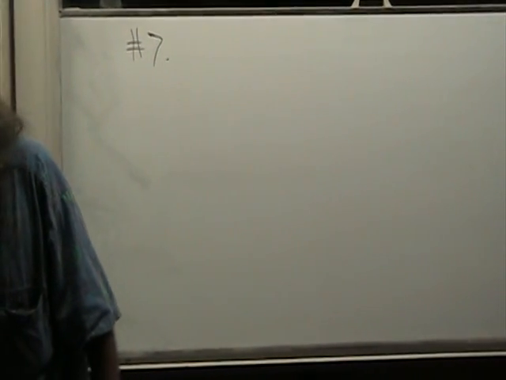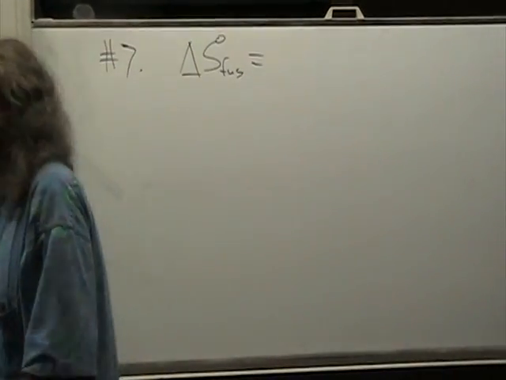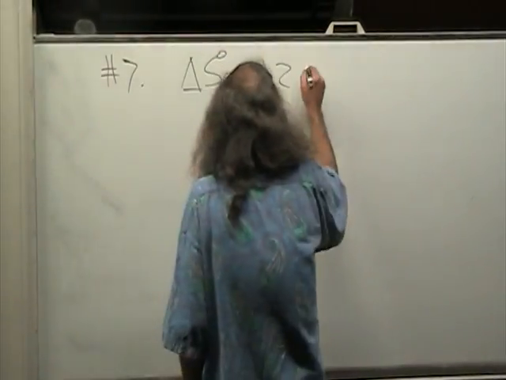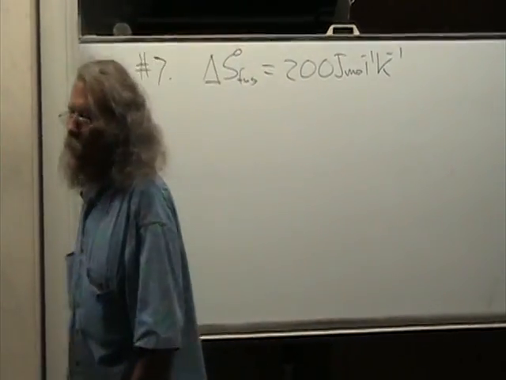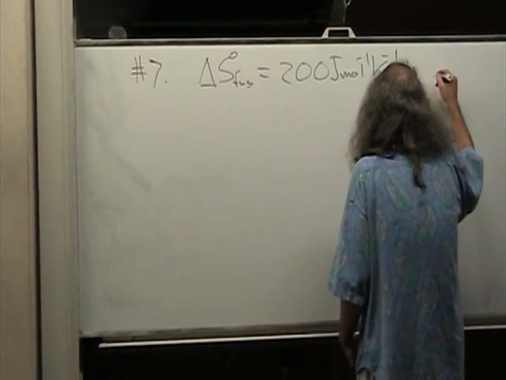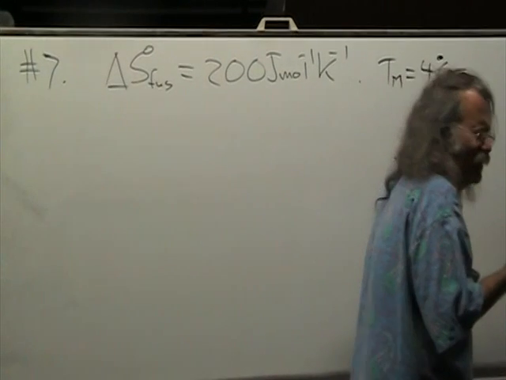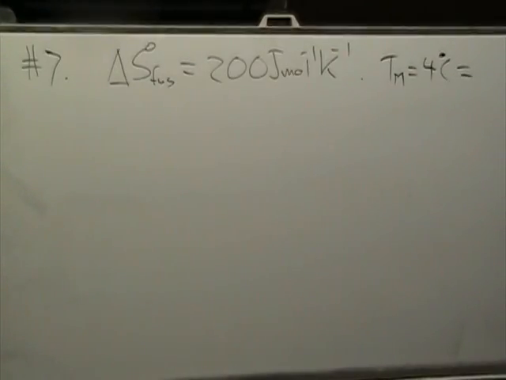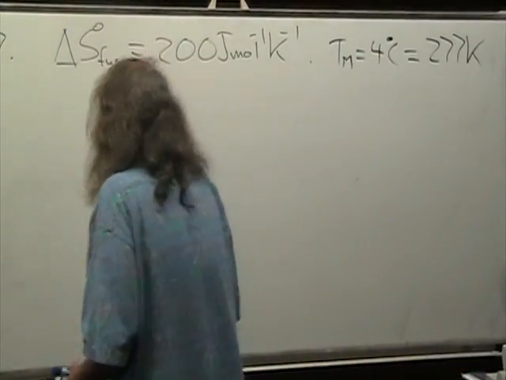Number 7, the entropy of fusion for a compound, delta S naught fusion, is equal to 200 joules per mole K. And it says the melting point of the compound is 4 degrees C. And so T melting is equal to 4 degrees C, which, what is that in Kelvin? 277 K.